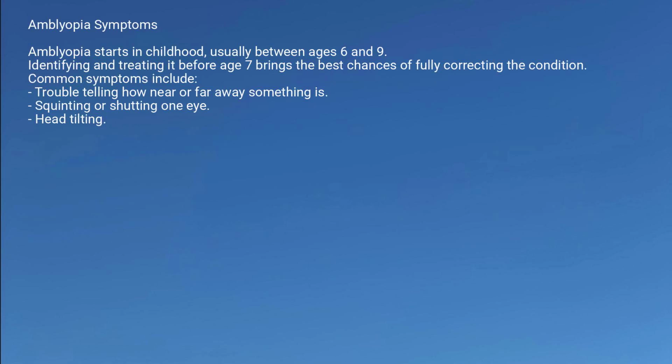Amblyopia symptoms. Amblyopia starts in childhood, usually between ages 6 and 9. Identifying and treating it before age 7 brings the best chances of fully correcting the condition. Common symptoms include trouble telling how near or far away something is, squinting or shutting one eye, head tilting.